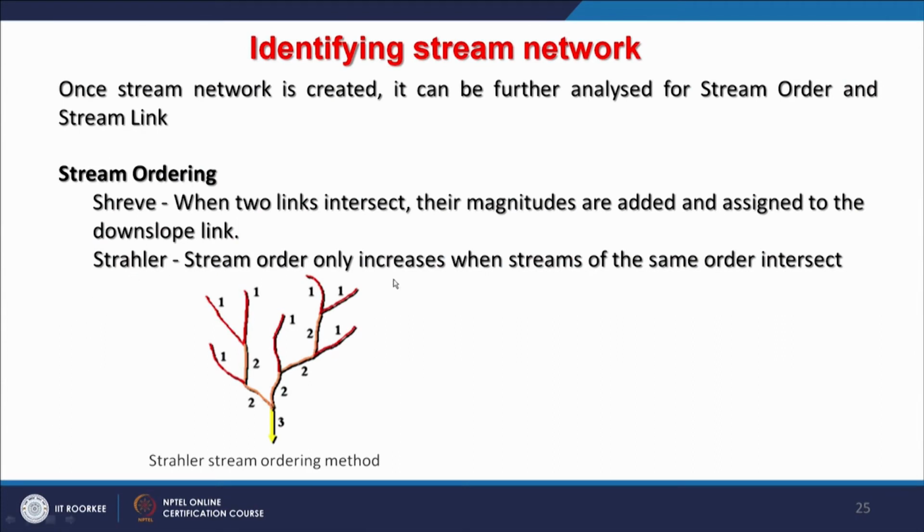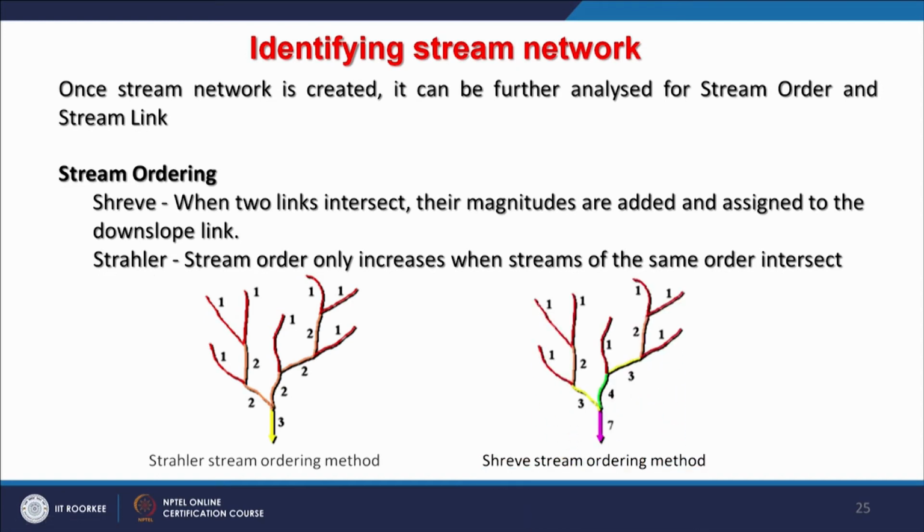Strahler stream order only increases when streams of the same order intersect. What does it mean? When I have first order streams and these two meet, it becomes second order. When a second order and a first order meet, it still remains second order. Once we have two second order streams, only then does it become third order. This is the Strahler scheme of stream ordering. Now if we go for Shreve, when two links intersect, their magnitudes are added and assigned to the downslope link. It is a kind of addition.